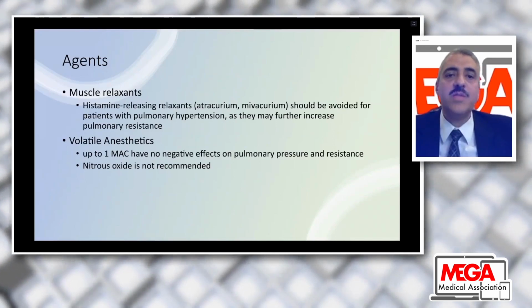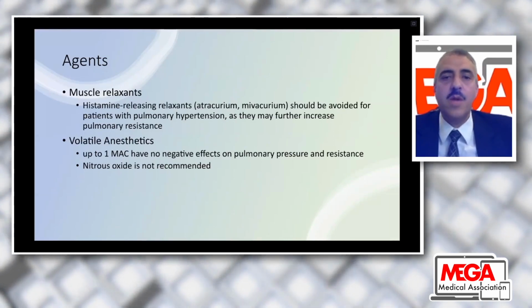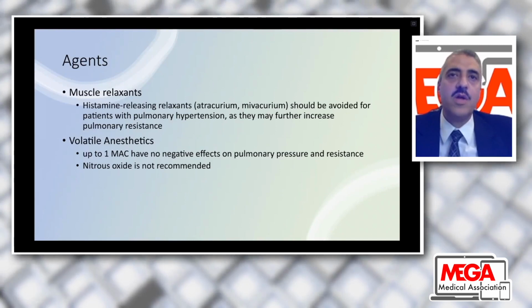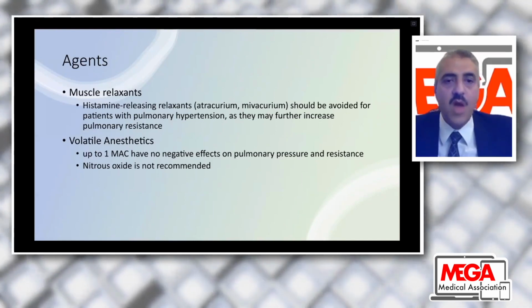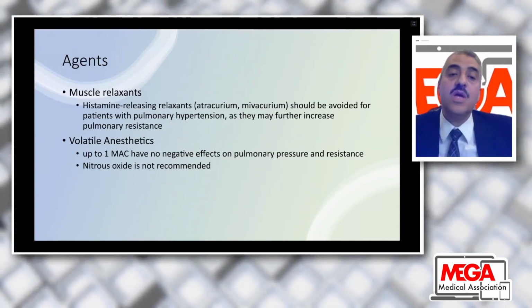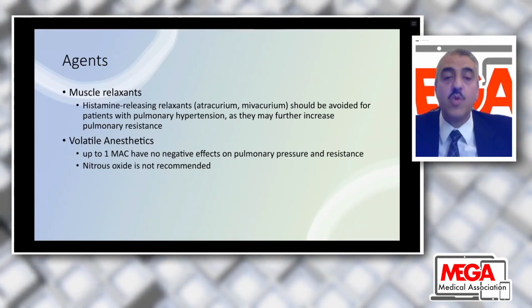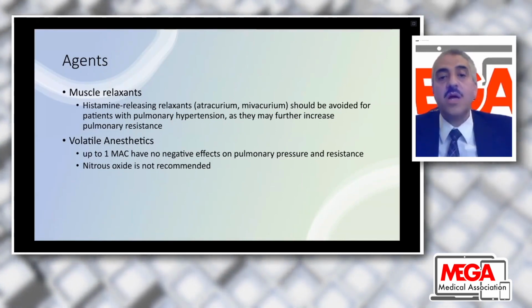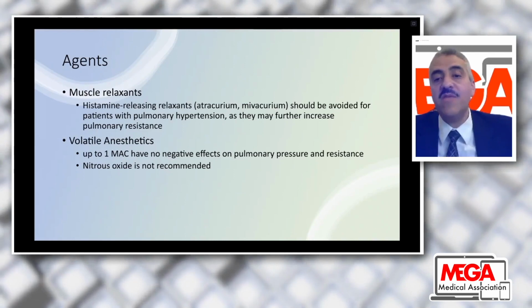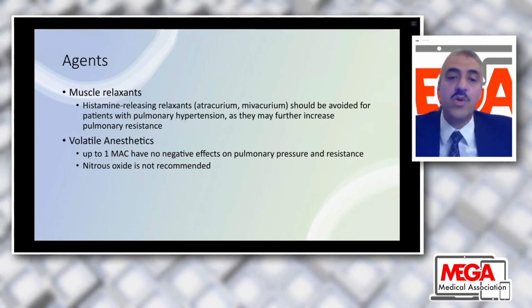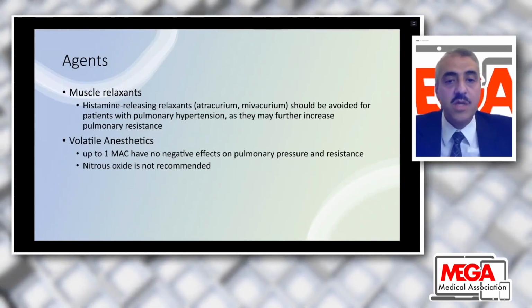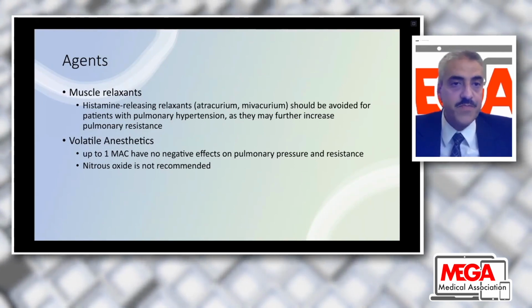Muscle relaxants also, we avoid the histamine-releasing relaxants like atracurium because they cause a further increase in pulmonary artery pressure. Volatile anesthetics, we could use all the volatile anesthetics up to 1 MAC, because up to 1 MAC, they have no negative effect on pulmonary pressure or resistance. Nitrous oxide is not recommended for these patients.